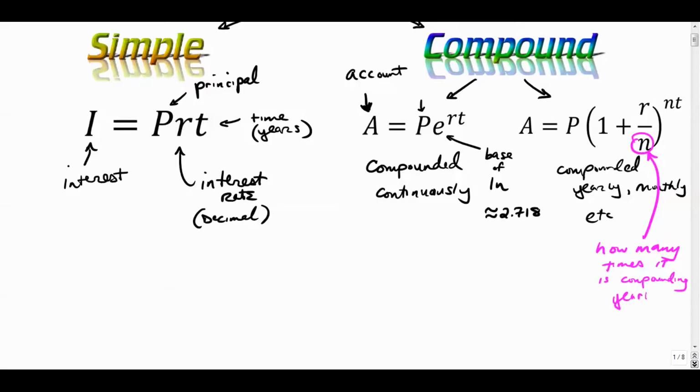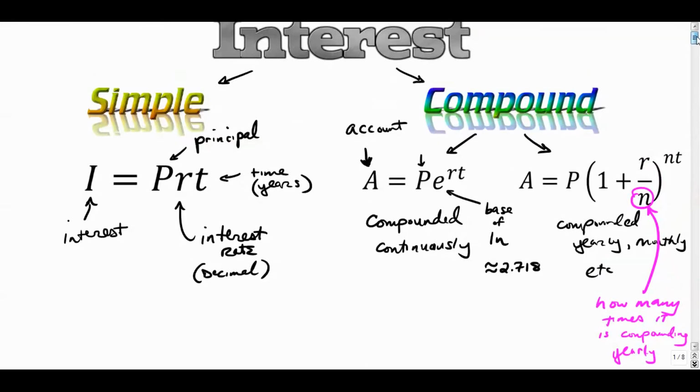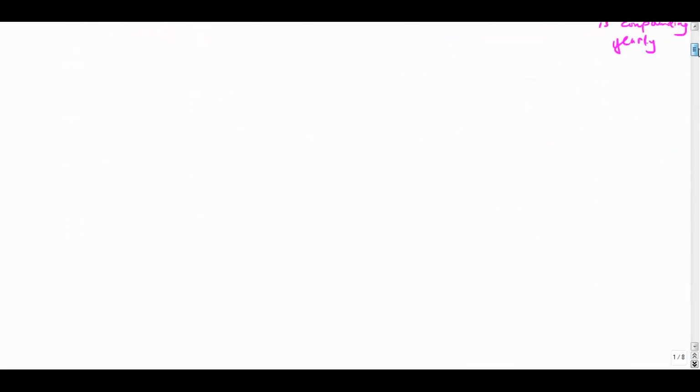So if the account says it's compounding annually, that N value would be 1. If it's compounding monthly, that N value is 12. If it's compounding daily, that N value is 365. If it says it's compounding quarterly, that means it's 4. Compounds 4 times a year. So these equations a lot of times are going to be provided for you on formula sheets. I know for my class you don't have to memorize them, which is a good thing because they all look similar. But let's get into a few simples, and then we'll do some compounds, and then we'll wrap it up.